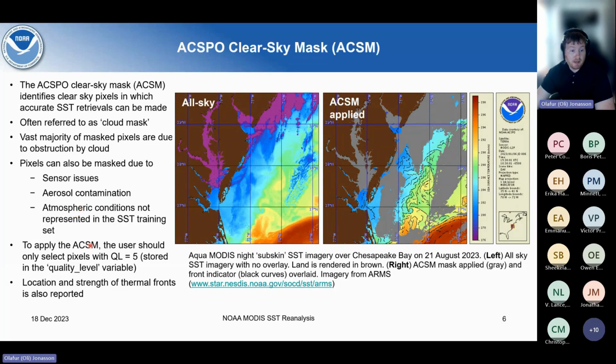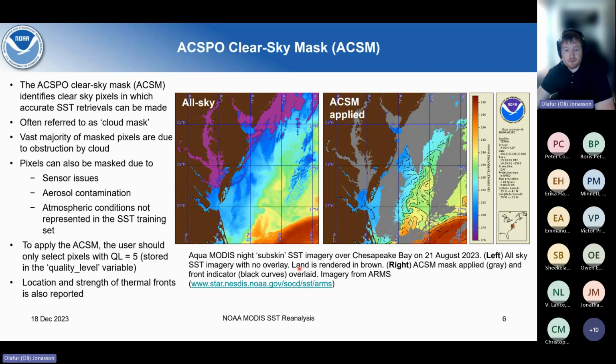To apply the mask, users only select pixels with quality level 5. It's the quality_level variable in our GHRSST files. This figure shows an example Aqua MODIS SST image over the Chesapeake Bay in August of this year. On the left is full sky, which is when we attempt to retrieve SST in the full domain. You can see there are clouds here, here, and over here. The right shows the same figure, but with the cloud mask applied. That's the gray. That's the ACSPO clear sky mask.